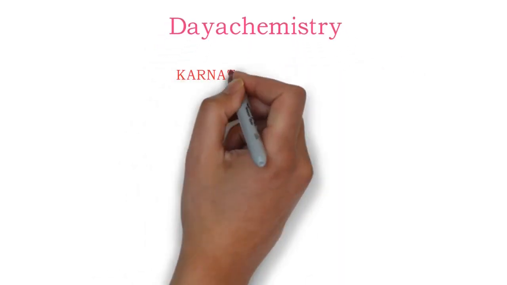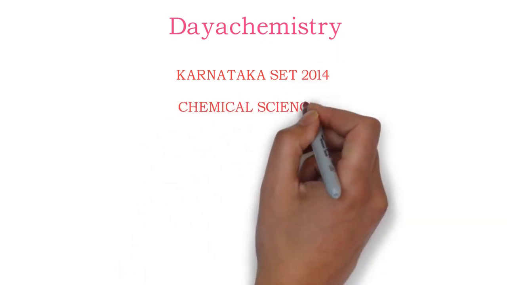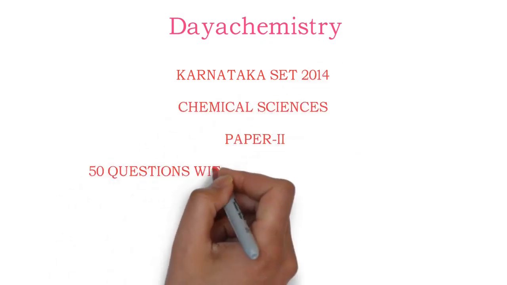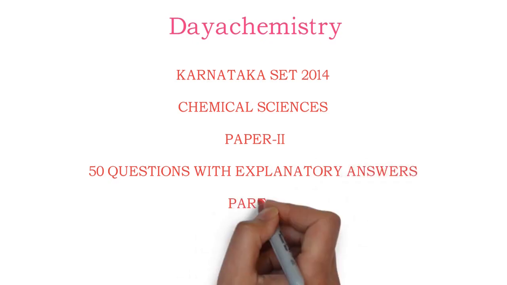Karnataka CSET 2014 Chemical Science Paper 2, 50 questions with explanatory answers, Part 4.